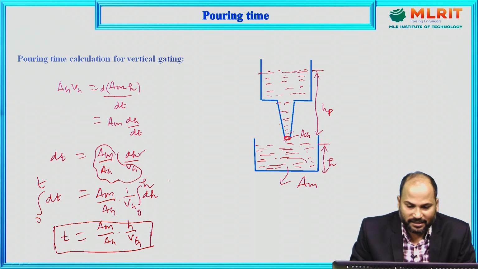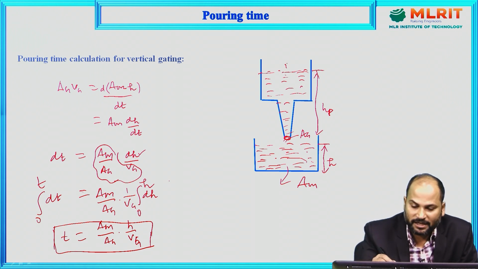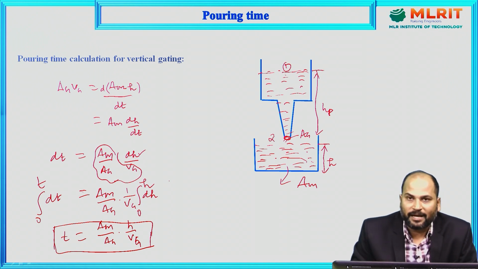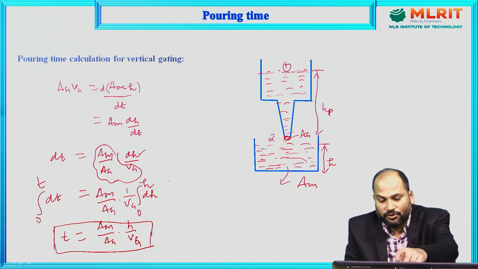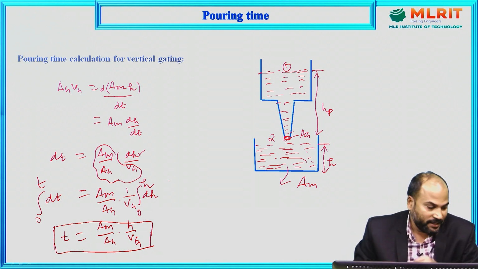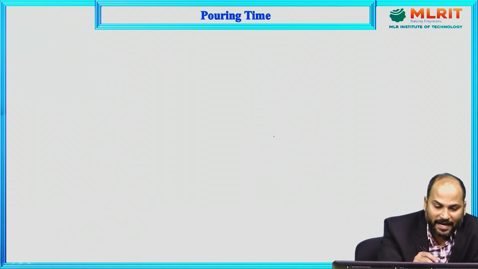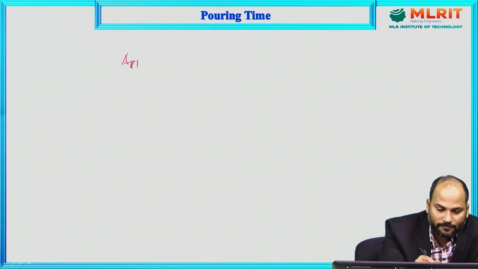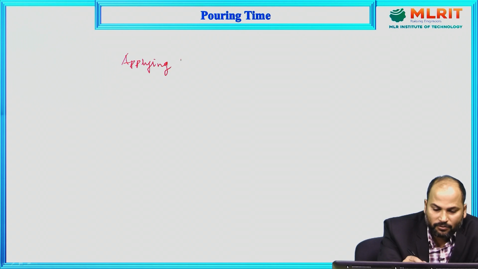But in this case we can apply Bernoulli's equation also. Suppose this open section we are taking as section 1 and this one as section 2. If we apply Bernoulli's equation at position 1 and 2, we can easily calculate this one.